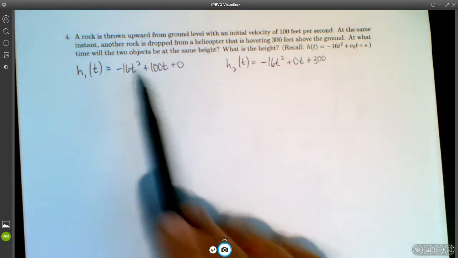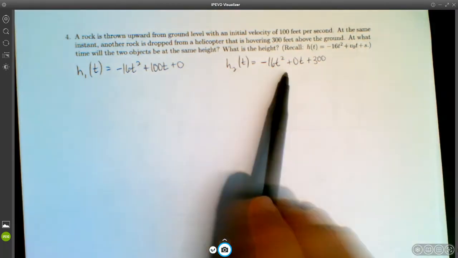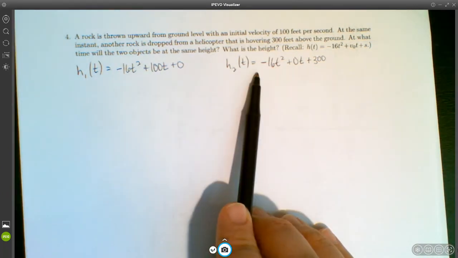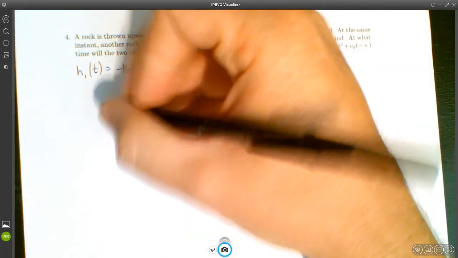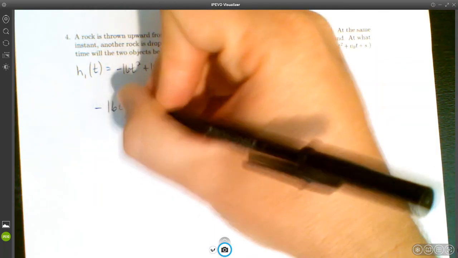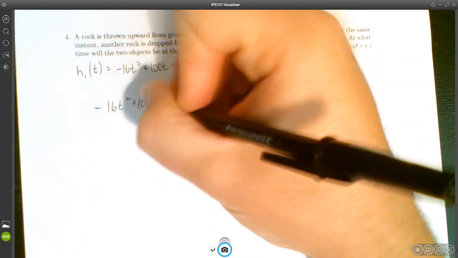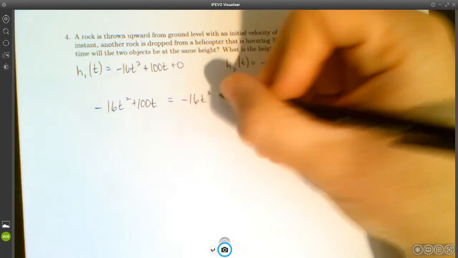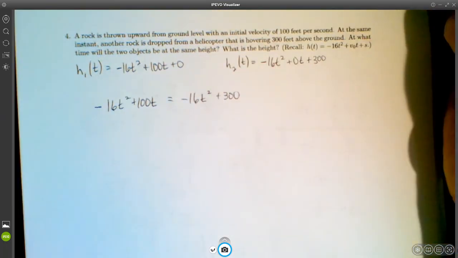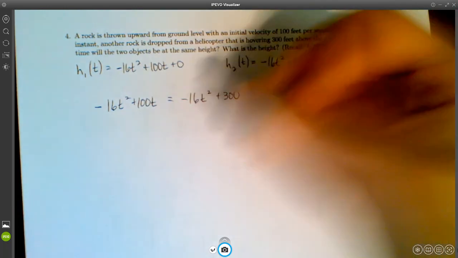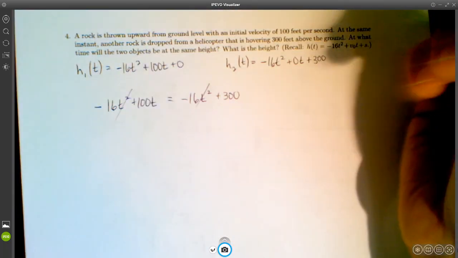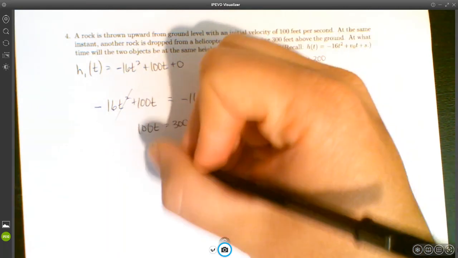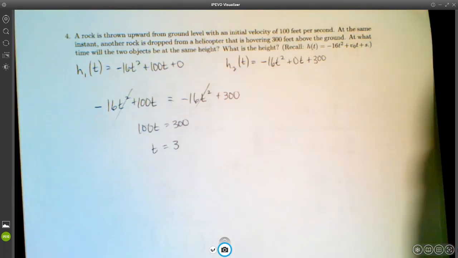And then we want to know when the rocks reach the same height. So we want h1 to equal h2, right? So we can say, when is negative 16t squared plus 100t equal to negative 16t squared plus 300? Well, the negative 16t squareds will cancel. So this happens when 100t equals 300. In other words, that happens when t equals 3.